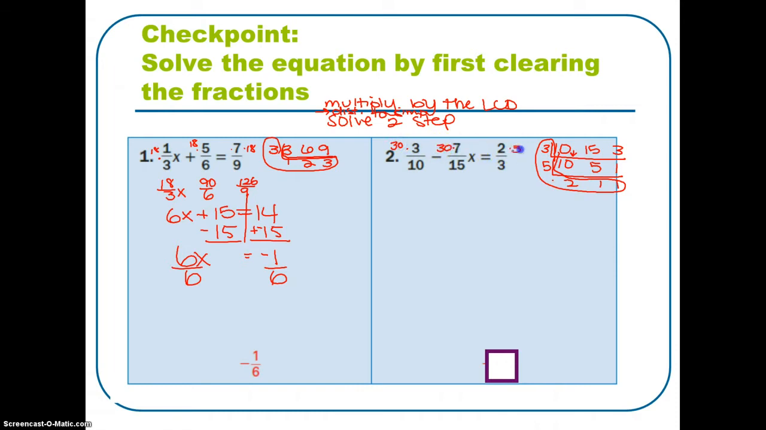Then you take that number and multiply it by the numerators, essentially. So 30 times 3, 90 over 10, which is just 9. Bring down the minus. 30 times 7, well, 3 times 7 is 21, so add the 0. 210 divided by 15 is 14, x. And then 30 times 2 is 60 over 3, you have 20. Here's your 2-step.